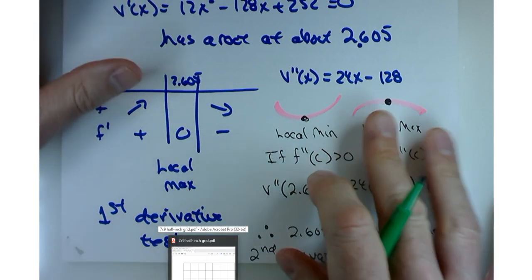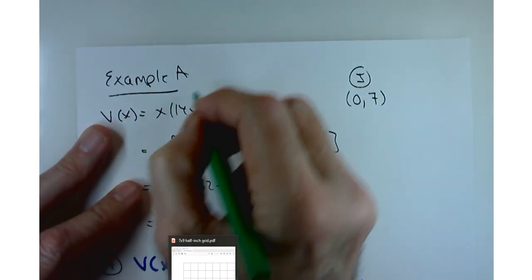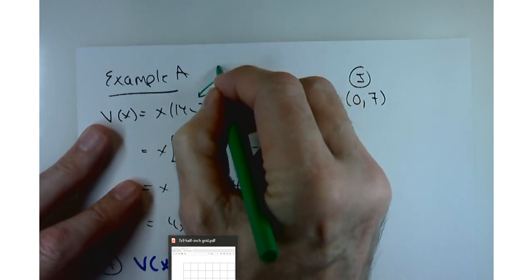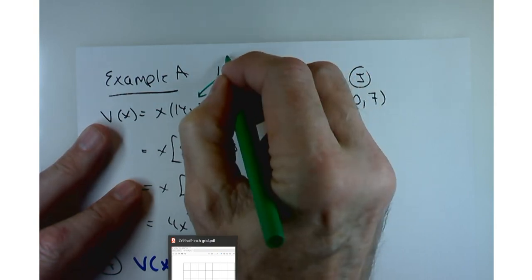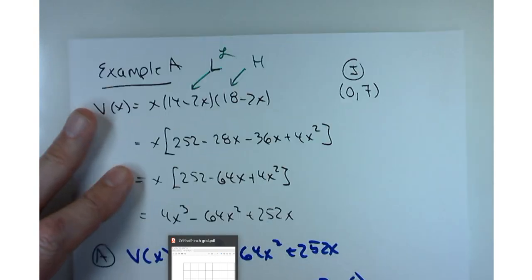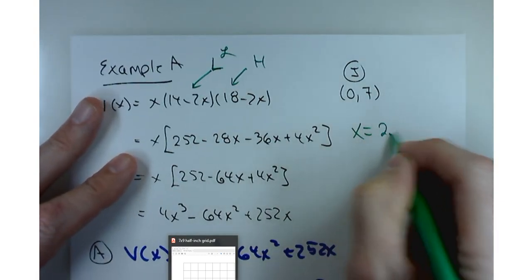Let's actually find the dimensions of this box. So we know that this is the 2.605, but you've got a length here and a height here, so L and then H. Let's figure out these dimensions. X is going to be 2.605.